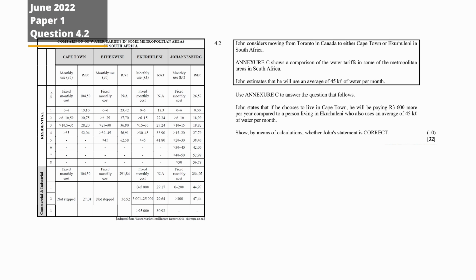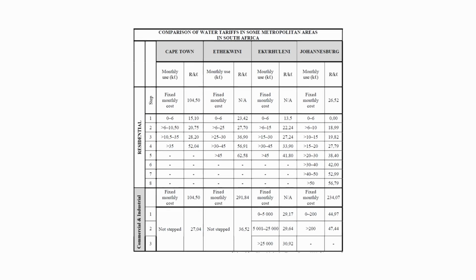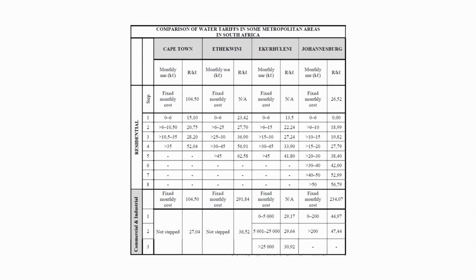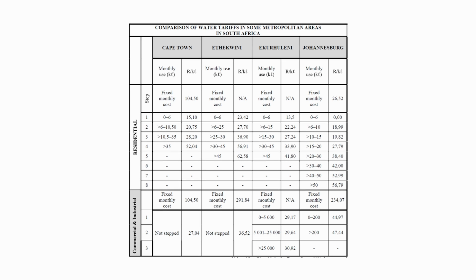Question 4.2 consists of one question that was designed to assess your understanding of water tariffs. Annexure A shows a comparison of water tariffs for Cape Town, eThekwini, Ekurhuleni, and Johannesburg. This question only requires you to make a comparison between Cape Town and Ekurhuleni, so Johannesburg and eThekwini information is not needed for this question. So if you make the mistake of using the incorrect areas, you will get the entire question wrong.